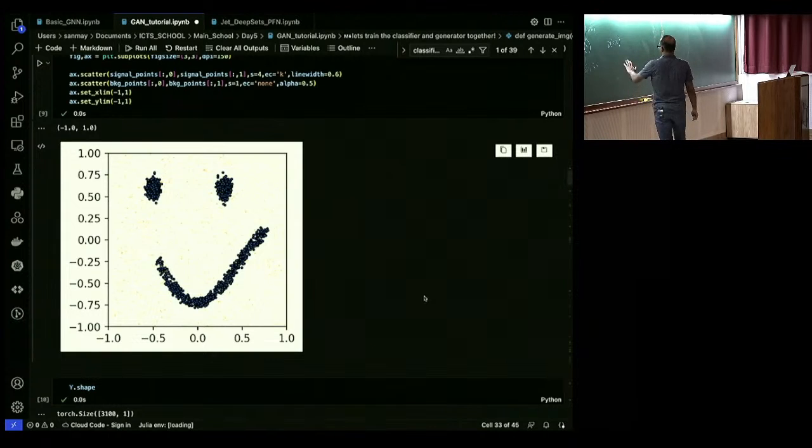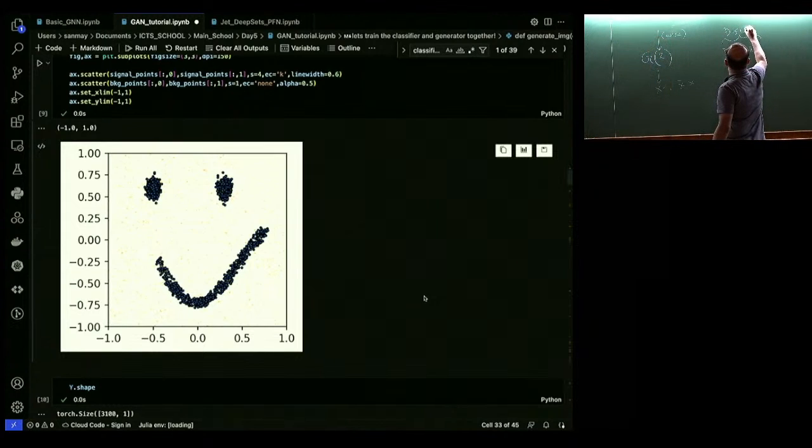So we will have another piece of neural network in the problem. So this is called the discriminator. And this will be called the generator.